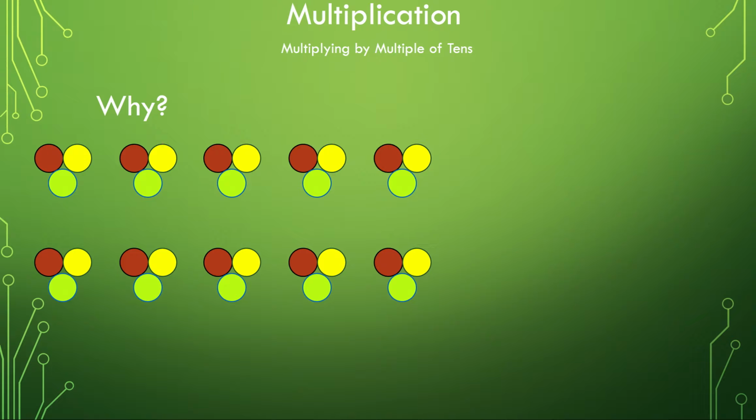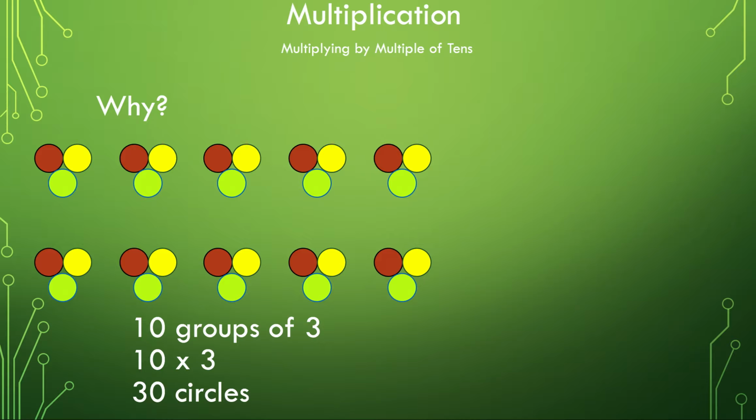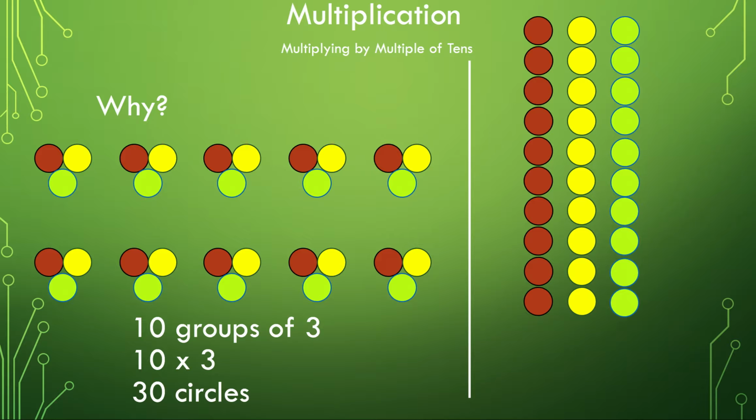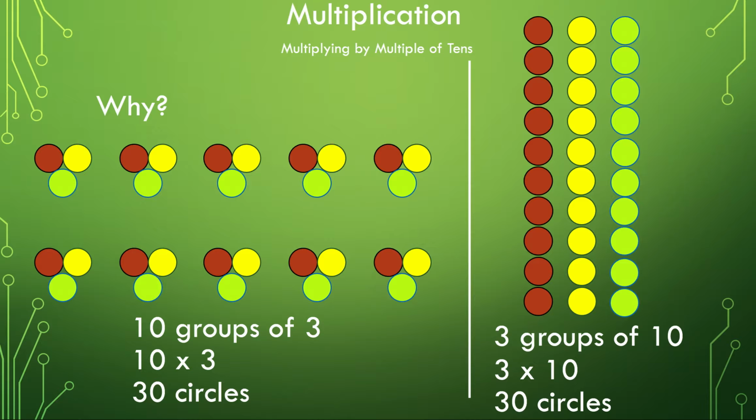Now let's take a look at why this method is going to work. At this point, as you can see on your screen, there are a bunch of circles. Now let's figure out how many we have. In this scenario, we have 10 groups of 3, or really we have 10 times 3, which is 30 circles. Okay, so now we're going to rearrange it into this, as you see on the right hand side. But this time we have 3 groups of 10, or we have 3 times 10, which is 30 circles.